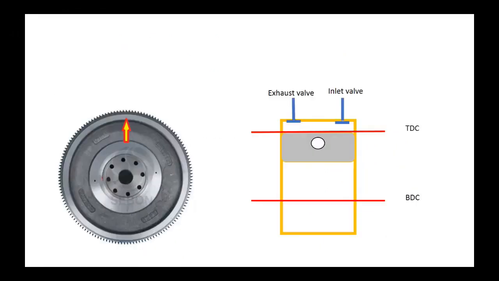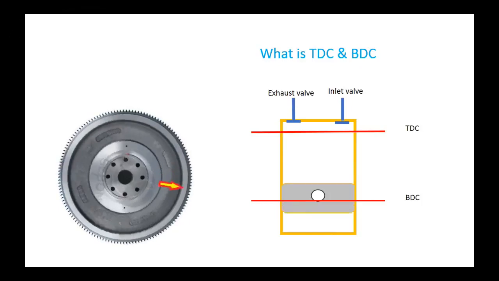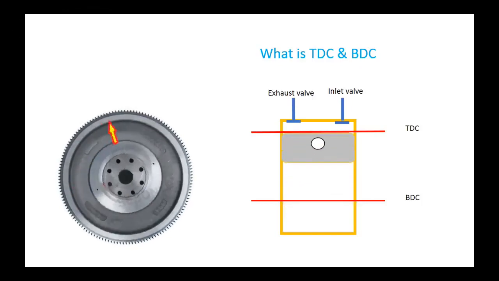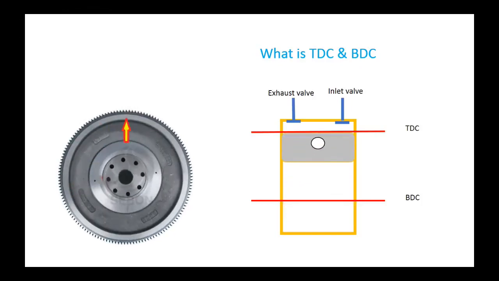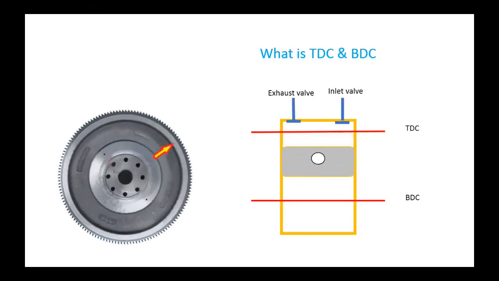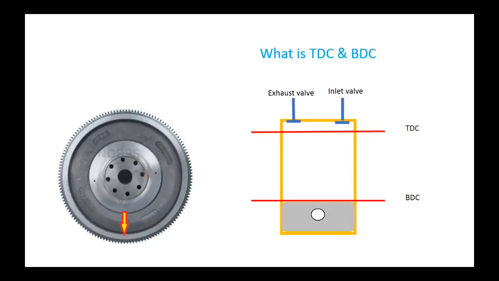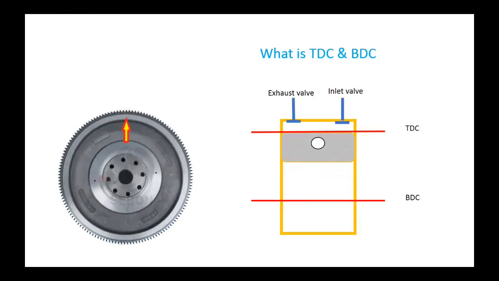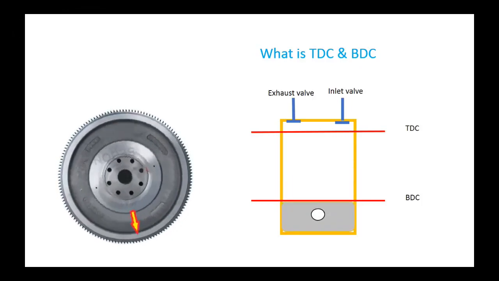First we need to know the TDC position and the BDC position. When the piston moves inside the cylinder, it reaches the maximum higher position of the cylinder. It is called TDC, which means top dead center. And the maximum lower position of the cylinder is called BDC, which means bottom dead center.